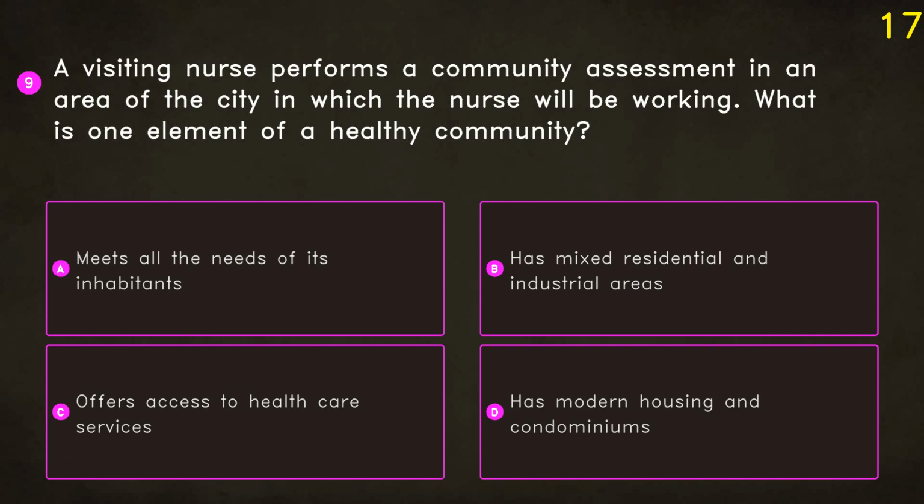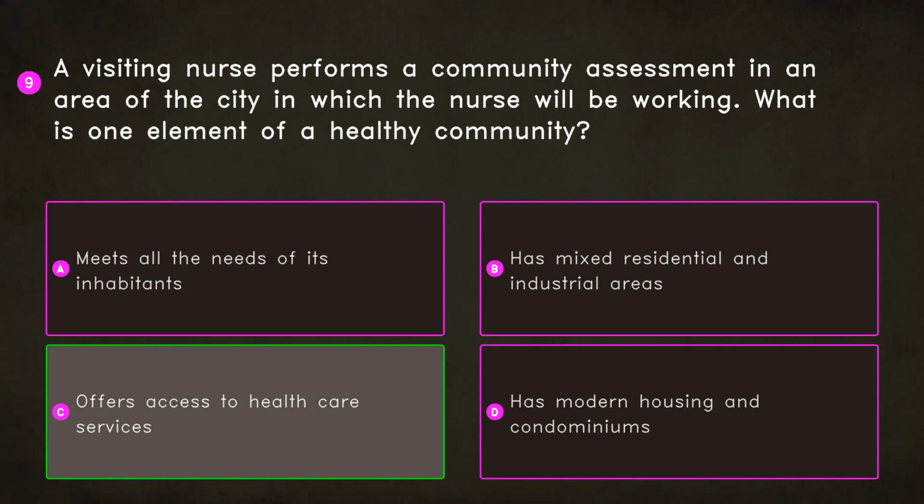Question 9. A visiting nurse performs a community assessment in an area of the city in which the nurse will be working. What is one element of a healthy community? A. Meets all the needs of its inhabitants. B. Has mixed residential and industrial areas. C. Offers access to health care services. D. Has modern housing and condominiums. The correct answer is offers access to health care services.